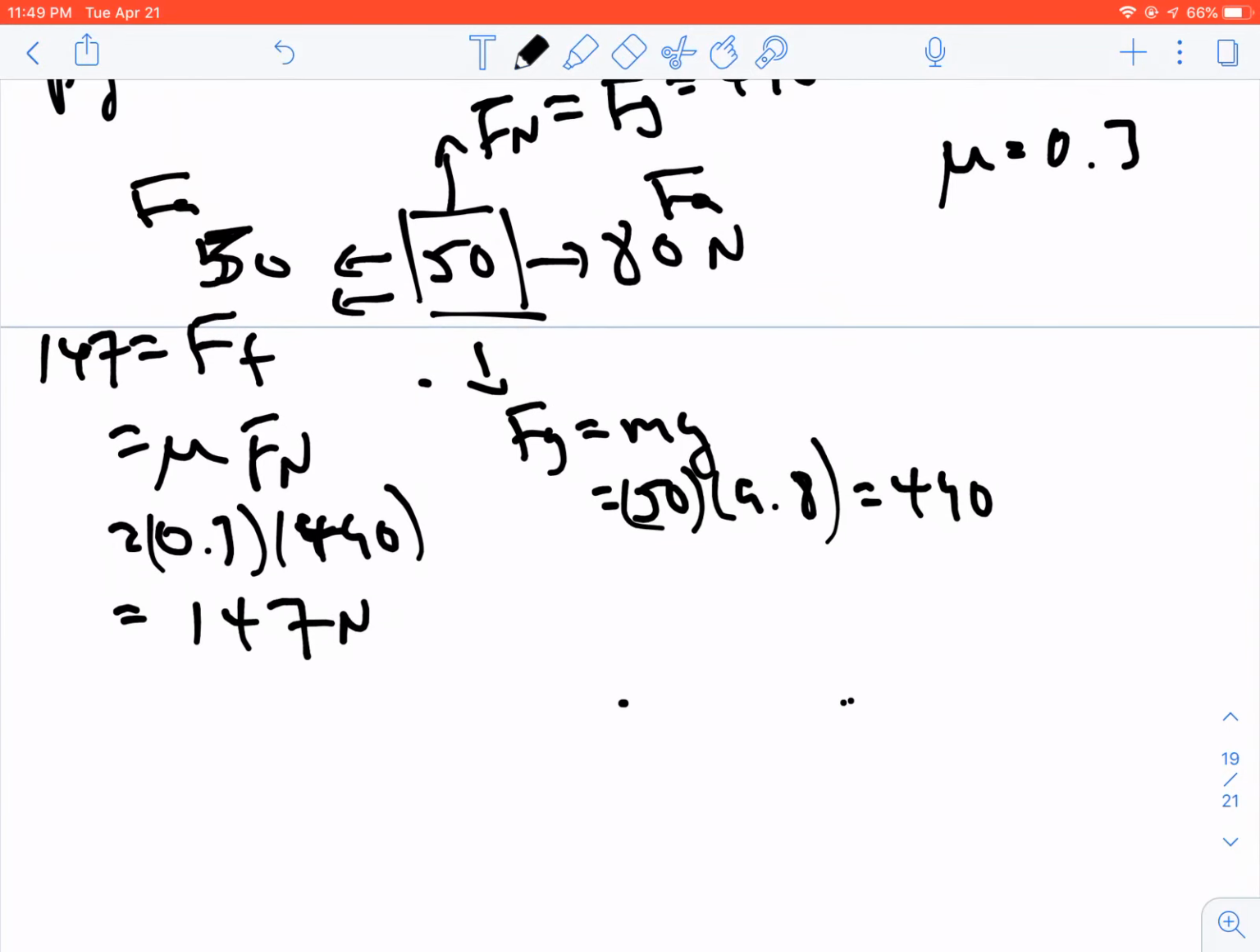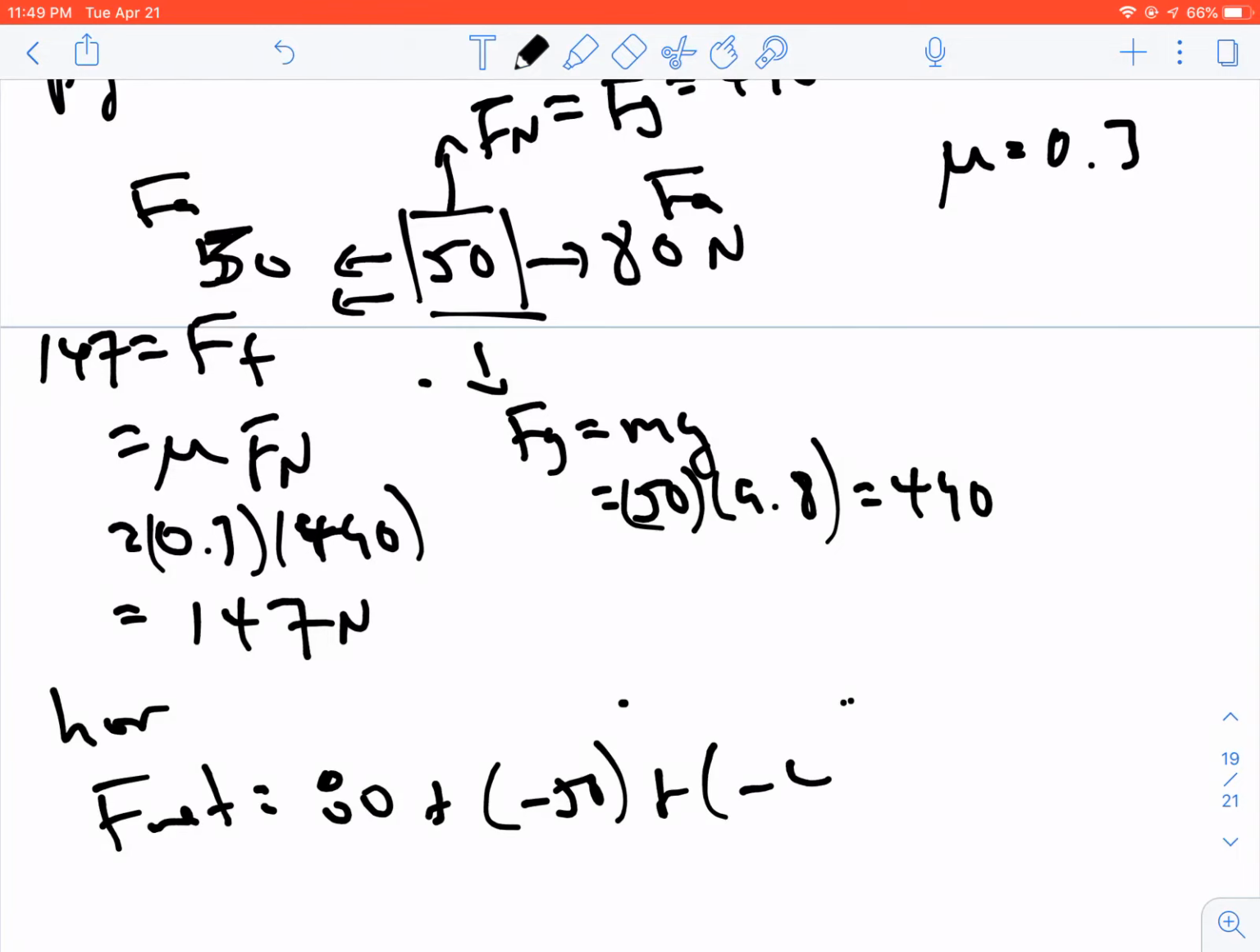Now, if I do an F net statement, F net in the horizontal plane is going to be 80 to the right, plus 50 to the left, plus friction, which is 147 to the left. I end up with the net force, which is 197 plus 80, negative 117 newtons. Right? And F net is ma, and it's a 50 kilogram block, so I can calculate the acceleration. Let's just move this up a bit.